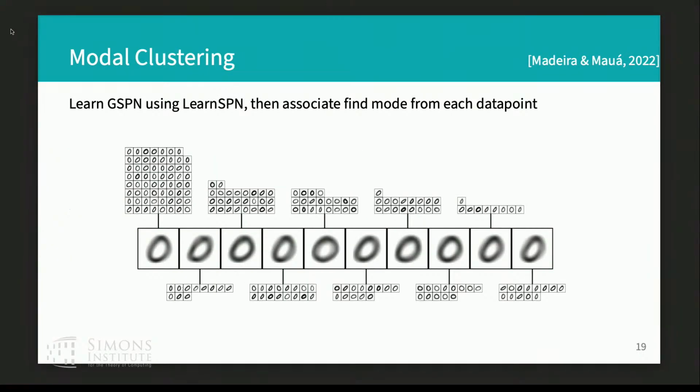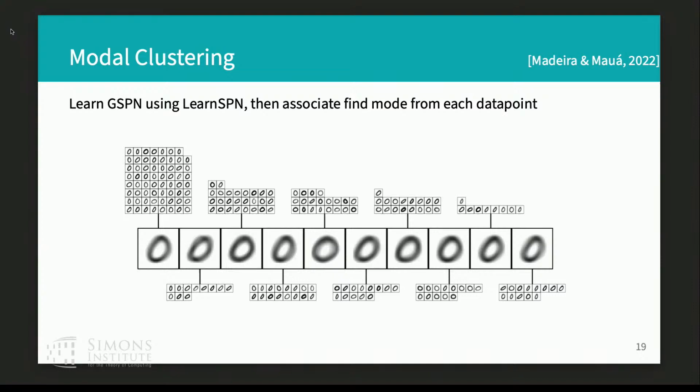Okay. And then why are we doing this? One thing that we did was to use that to have more insight into the distribution, right? This is an illustrative example where we use LearnSPN to learn a circuit for the zero digits in MNIST, and then we try to find all the modes that converge from the data points in the training data, right? And these are the small images here, right?